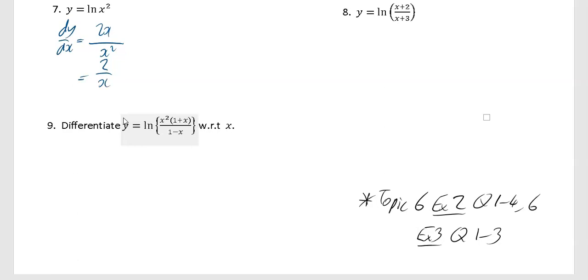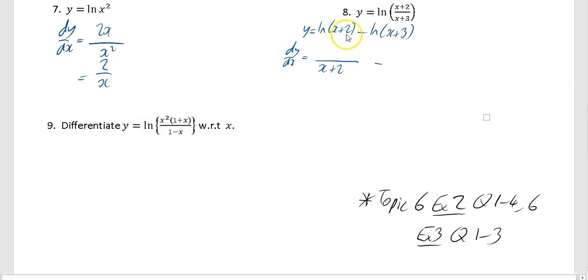Your example 8. First thing I would do is rewrite this as y is equal to ln of x plus 2 minus ln of x plus 3, and then I'm good to go and differentiate. So I'm going to have x plus 2 here, and this is me differentiating my ln of x plus 2. X plus 2 is on the bottom line. Differentiate that bottom line, you're going to get 1. And over here, I've got x plus 3. Differentiate that x plus 3, I'm going to get 1 over here.